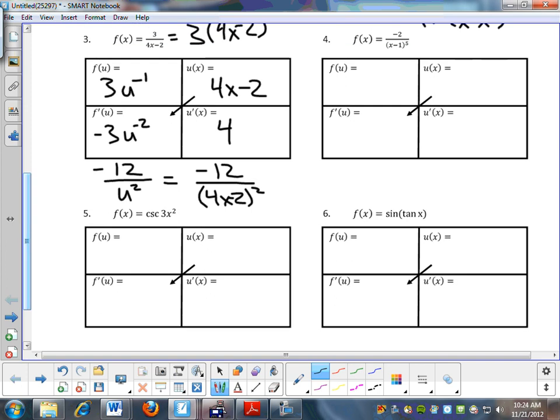You guys try the next one on your own. Go do number 4. Practice on your own. I'll work slowly behind you. You can check to see if you did it right.